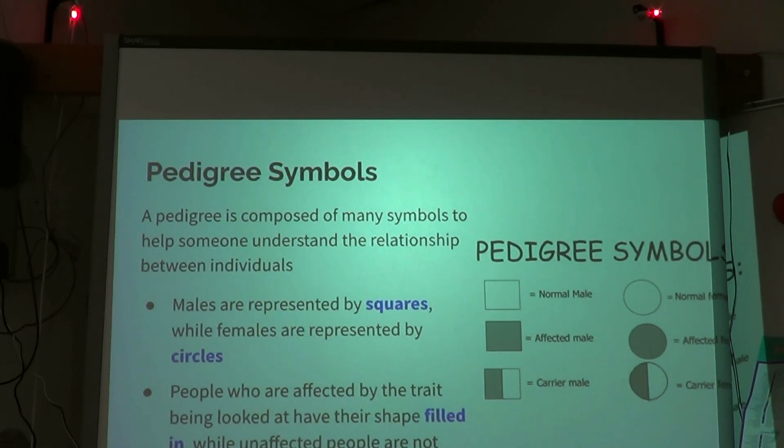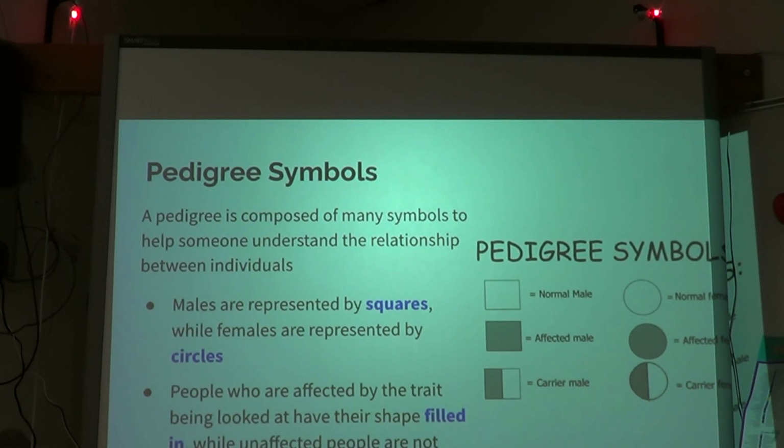So when we go through, again, things to keep in mind, squares, I say this a lot because it's important, squares are males, circles are females. The shaded ones are what we refer to as affected. They're affected by the trait that we're looking at. Whatever that trait may be, they have the trait.